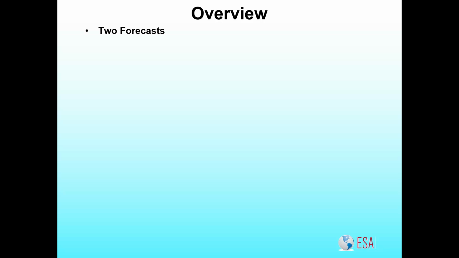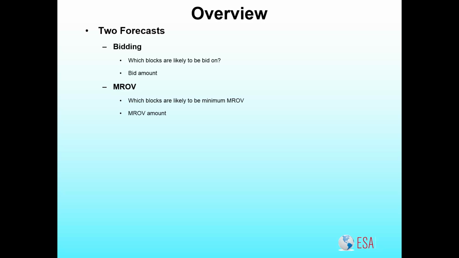There's two main parts of the forecast, bidding and MROV. In the bidding, we're going to be looking at which blocks are likely to be bid on, and then if they are bid on, what will that bid amount be? For MROV, we're going to take a look at which blocks are likely to have a minimum MROV, since the government does assign a minimum MROV often. And if they don't assign a minimum MROV, what will the MROV amount be?